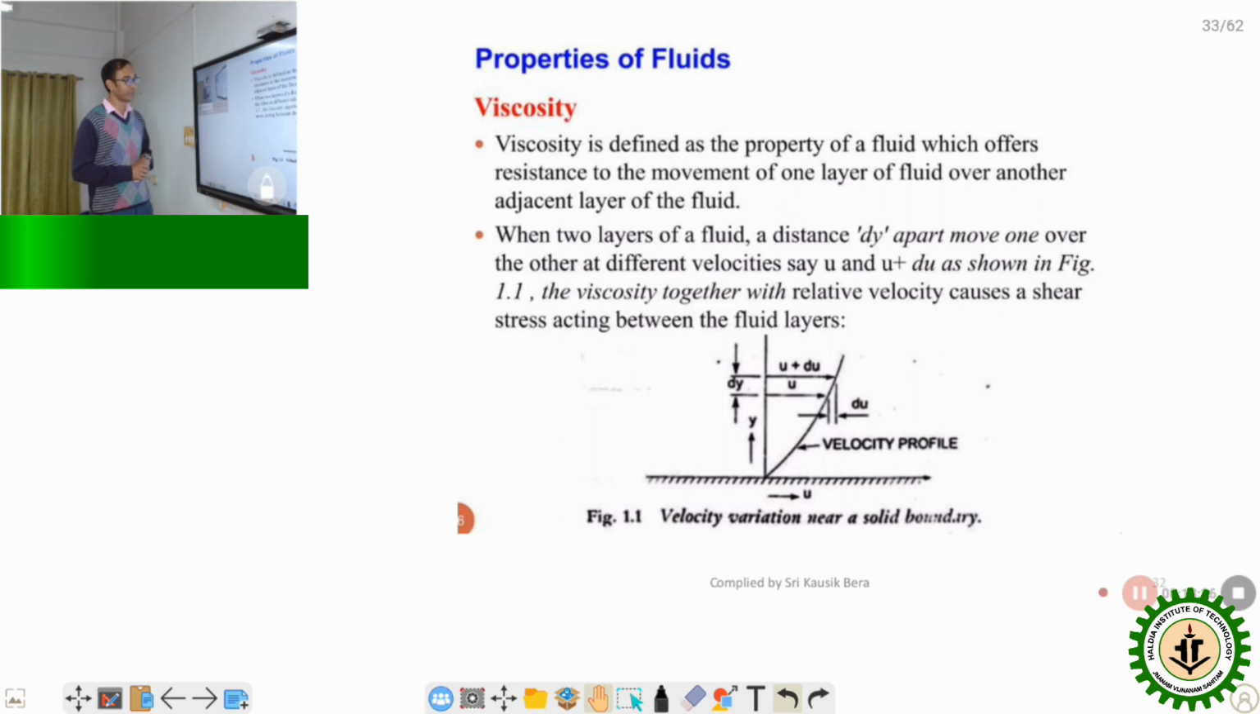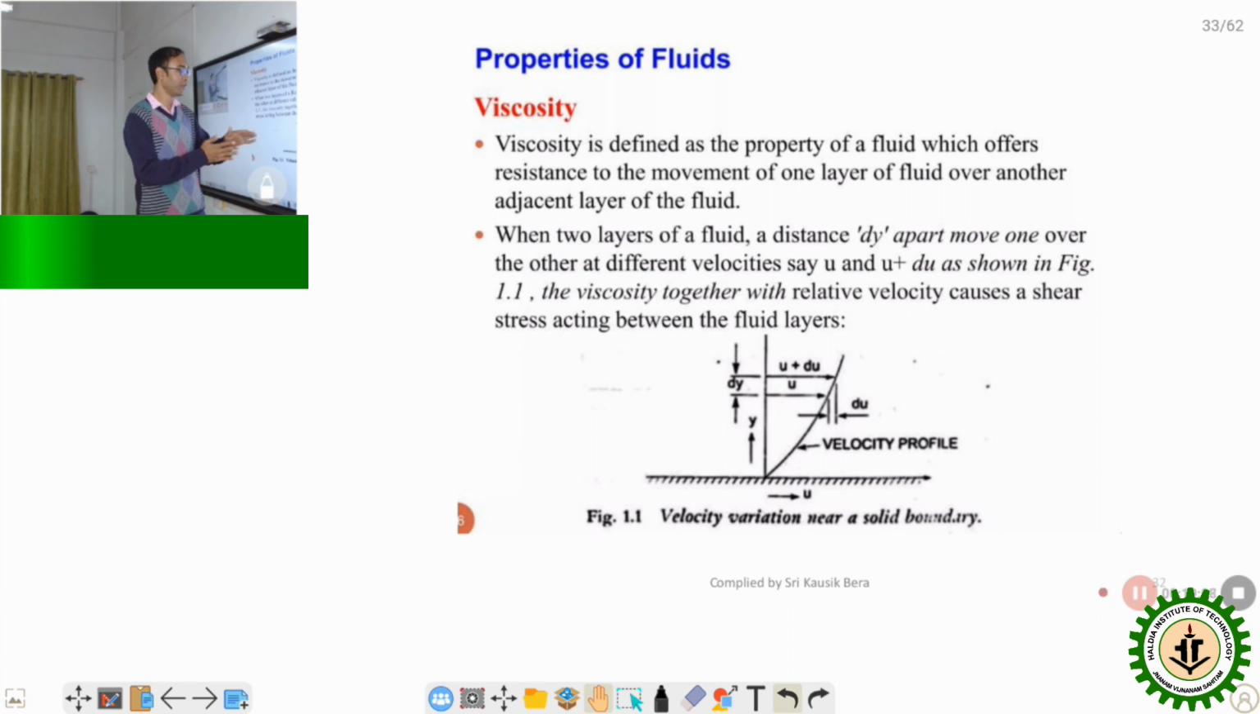So now the important thing is viscosity. This is a very important property of a fluid, whether liquid or gas. Viscosity is defined as the property of a fluid which offers resistance to the movement of one layer of fluid over another adjacent layer of the fluid. Suppose these are the two layers here in the example, and in between, fluid is flowing. So between two layers, the movement is resisted.